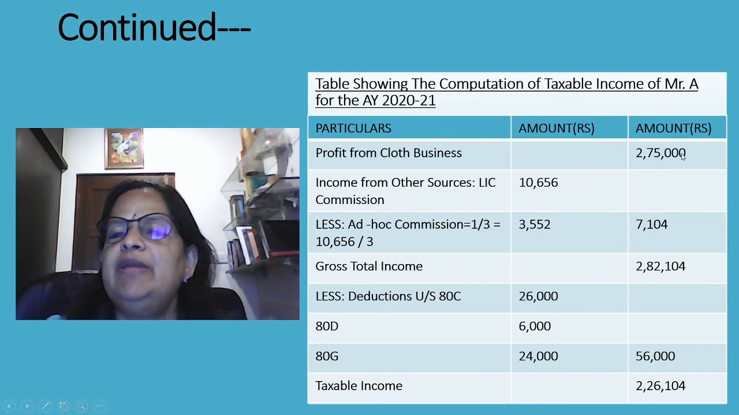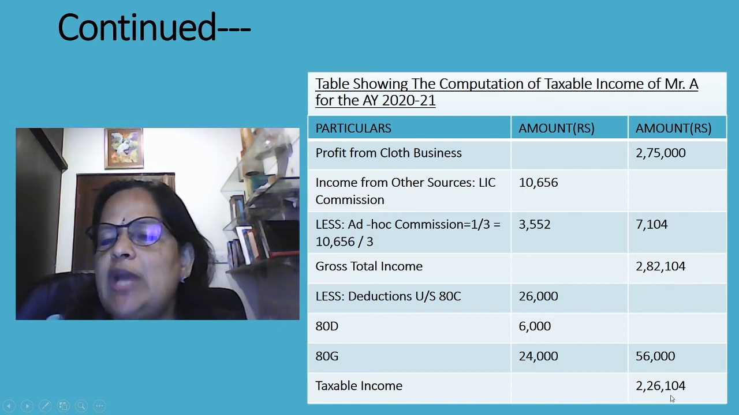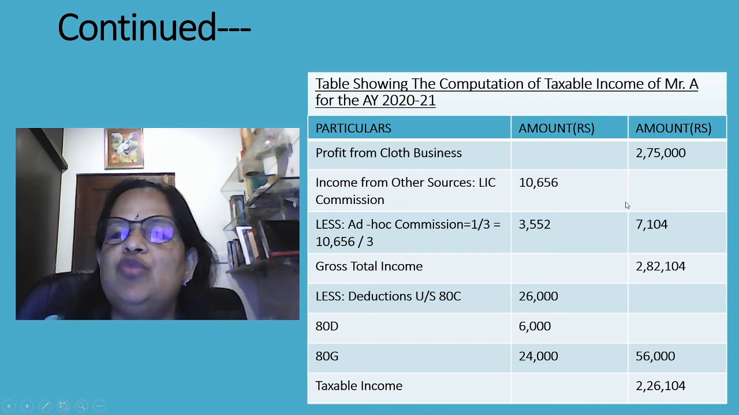Gross total income, 2,75,000 plus 7,104. Now less deduction under section 80C, 26,000, we have already calculated, 80D 6,000, 80G 24,000. So total of all the deductions, it's 56,000. You will deduct 2,82,104 minus 56,000. Taxable income is 2,26,104. So this is the module I wanted to explain in section 13.3.